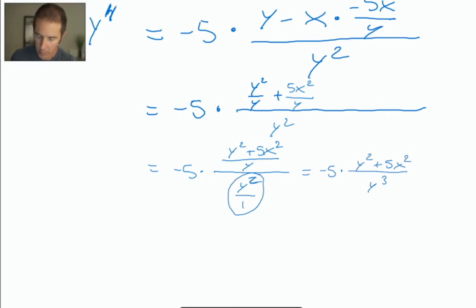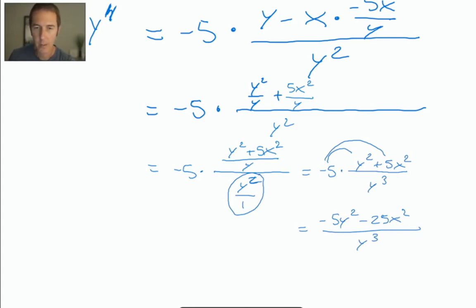And the other thing that we could do is we could distribute finally this multiplication by negative 5 into those two terms and end up with negative 5y squared minus 25x squared all over y to the third. Or perhaps the negative would be left in front of the fraction bar and only the 5 would be multiplied in, so that your two terms in the numerator remain positive, but the whole fraction is negated.